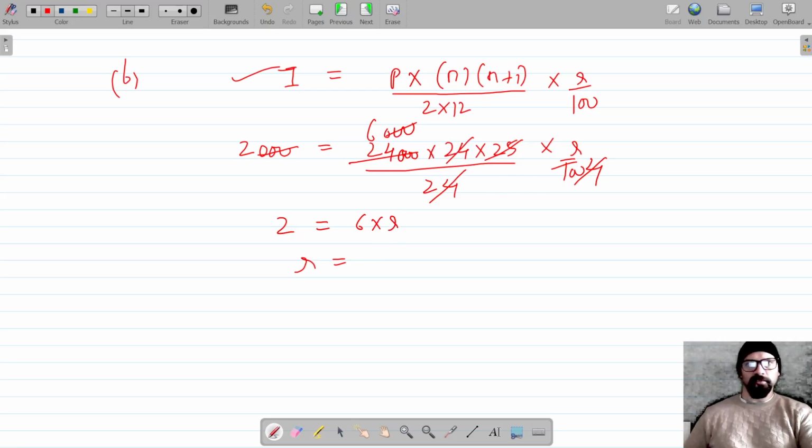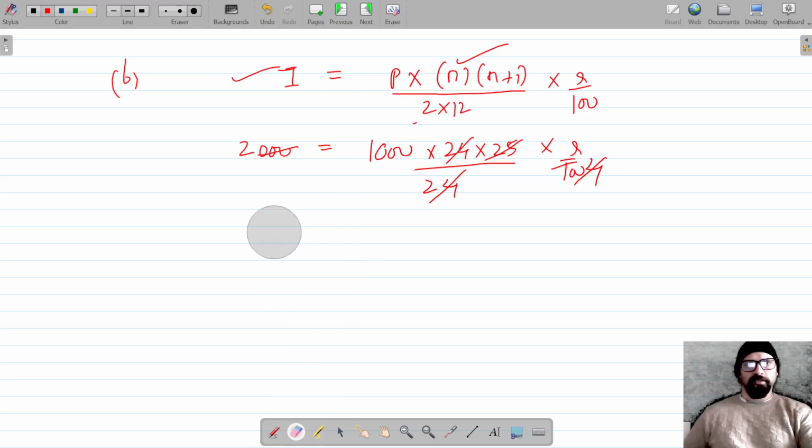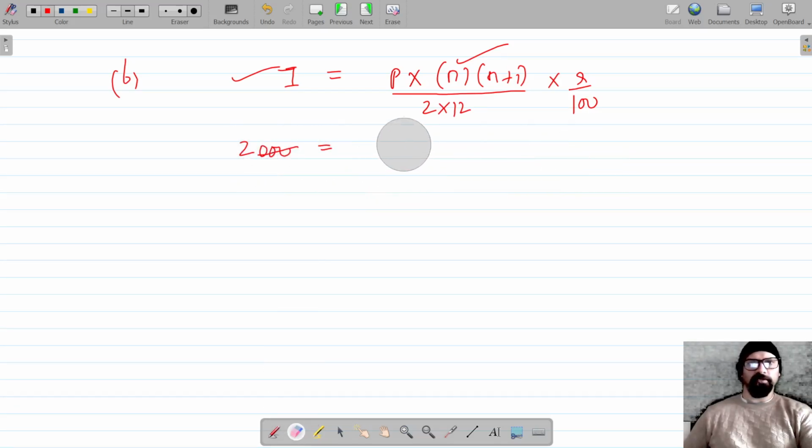So P, this is actually the principal amount deposited per month. It should be 1,000 because we are taking the time in months. The principal amount deposited here is 1,000, so it should be 1,000. And now let me recalculate this. So this is 1,000. Okay, now 25 fours are 100, 24, 24 gets cancelled, and it's 250.